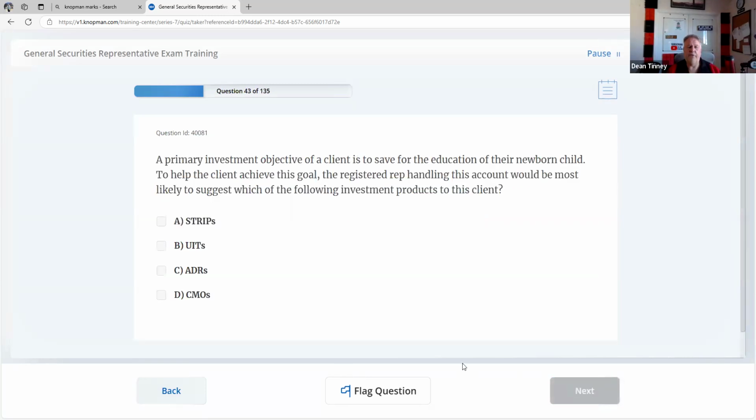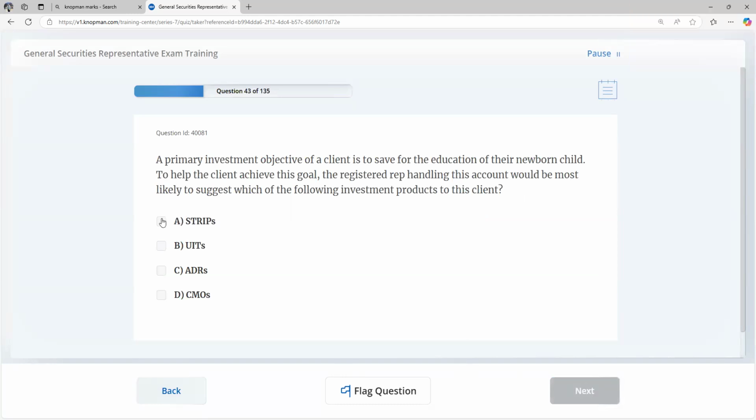Primary investment objective of a client is to save for the education of the newborn child. To help the client achieve this goal, the registered rep handling the account would be most likely to suggest which of the following investment products to the client. That'd be the strip. Absolutely.